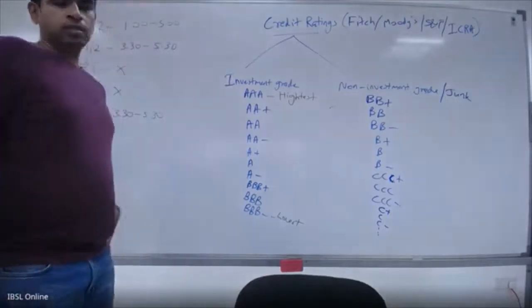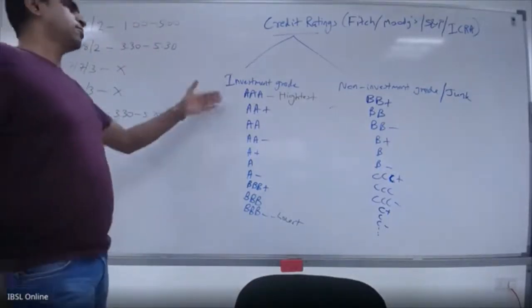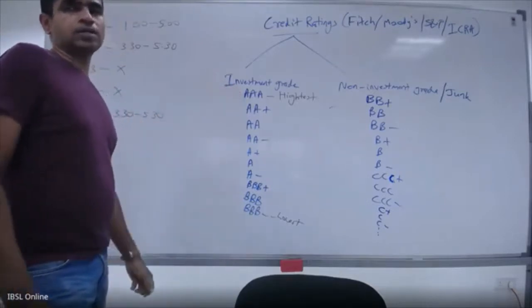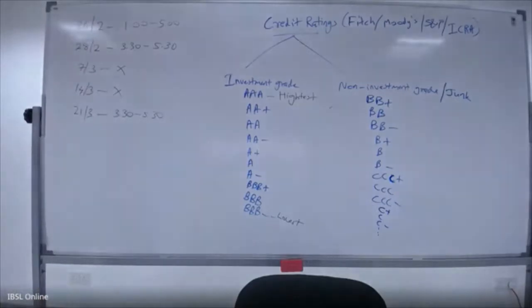Okay. Now, what's important is, as you go from AAA credit rating downwards, what increases? What increases as you go from AAA downwards?